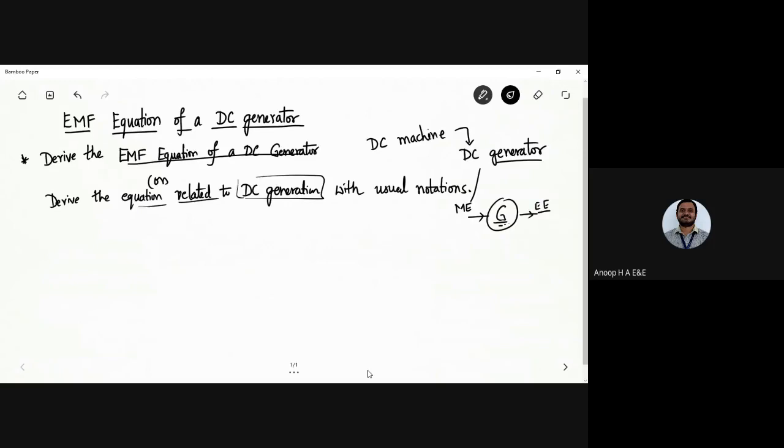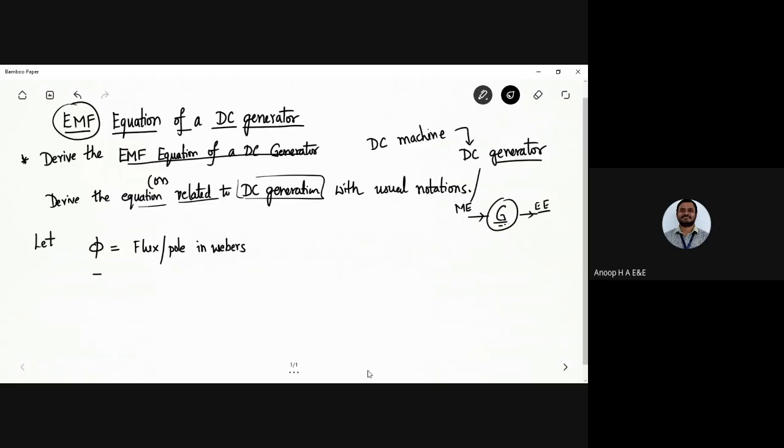All right, so let us start from the fundamentals itself. How do I generate this EMF, or what is the equation related to the EMF of a DC generator? Let us begin now. As I told you, I wanted to start from the fundamentals. So phi, what is phi? It is the flux per pole in Webers.